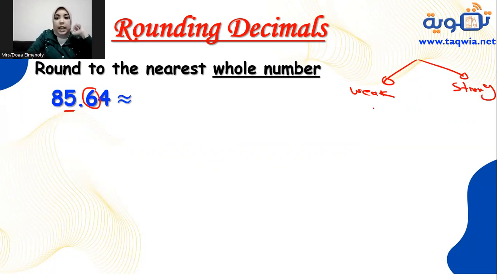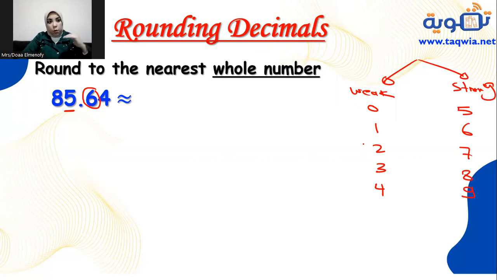The weak numbers are 0, 1, 2, 3, 4. And the strong numbers are 5, 6, 7, 8, and 9. So weak numbers are 4 or less, and 5 or more are strong numbers. If we have a weak number in the circle, what we do is keep the underlined digit. There is no change here. But if you have a strong number in the circle, you add 1 to the underlined digit.